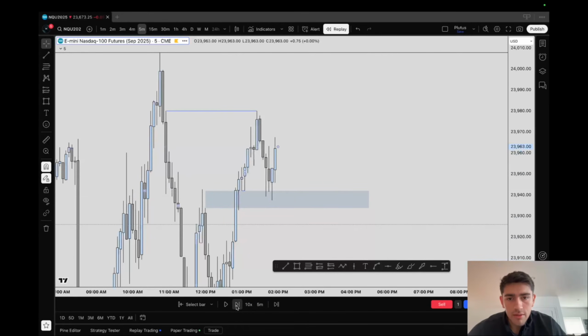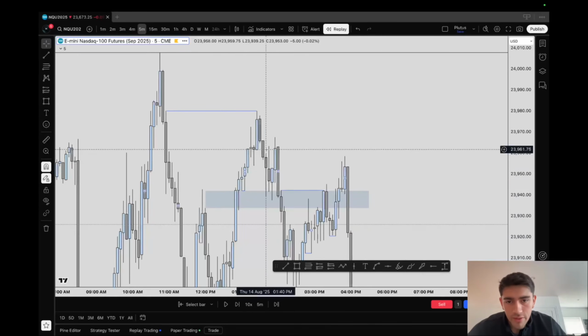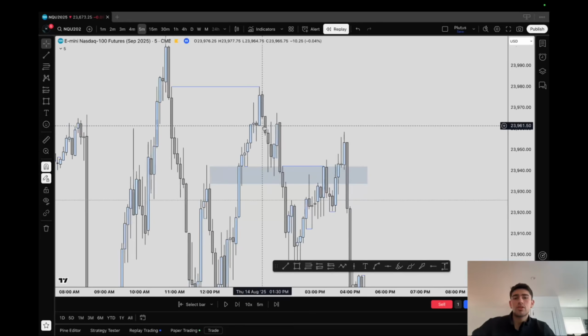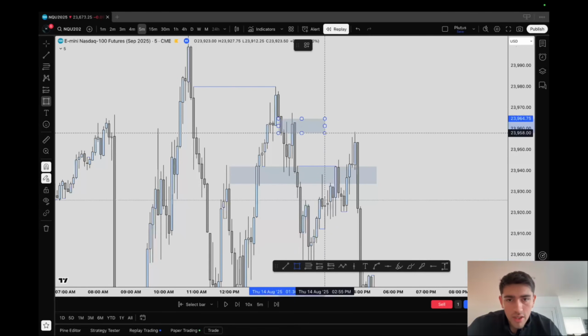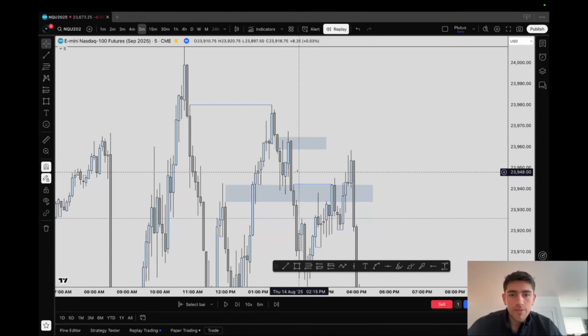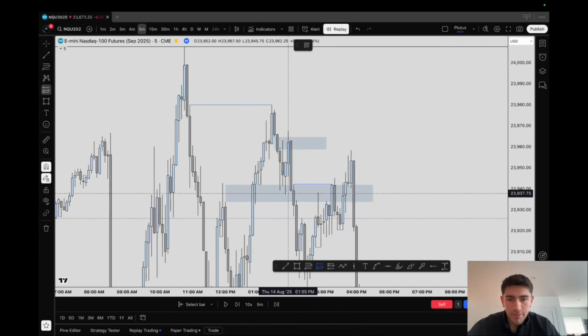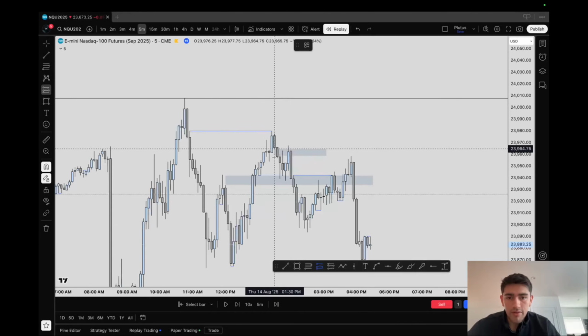So we're breaking it down. It didn't inverse yet. So it never inversed, right? So that's your confirmation. This is what I'm talking about. If this 5-minute would have inversed here, that would be a long. Why? Because we tapped the 30-minute, tap in this order block down here, and now we're invalidating this gap.